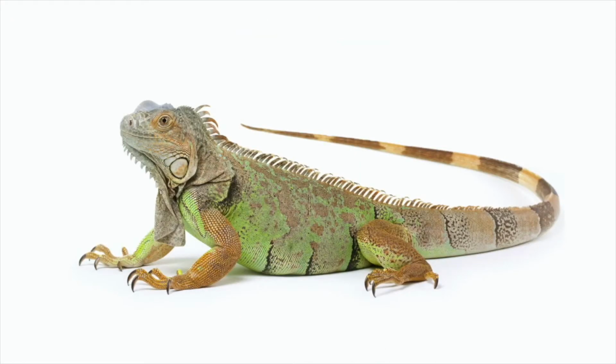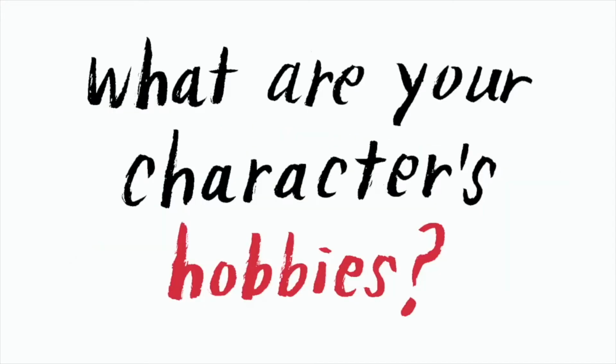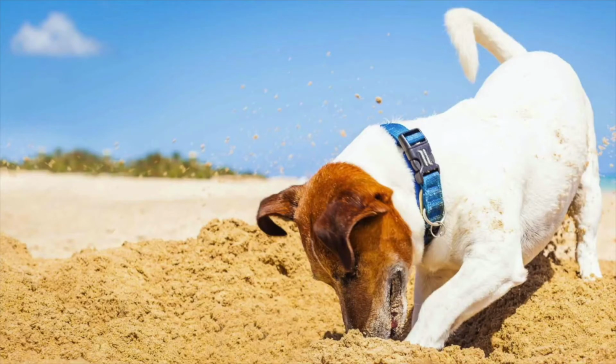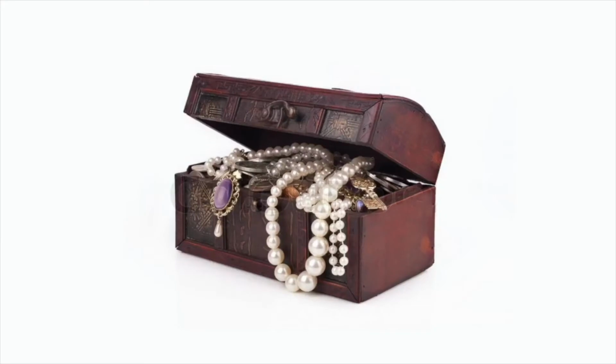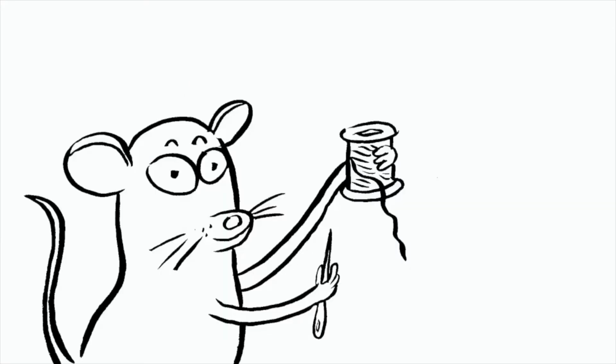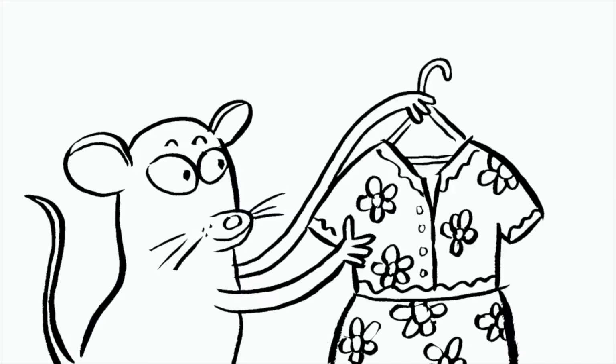The last thing you'll need to know, which will help you write your story, is what are your character's hobbies. For example, if your character is a dog who likes to dig, then your character may be finding surprising buried objects. If you are drawing a mouse who loves to sew, then you already know that your mouse has a job as a tailor.